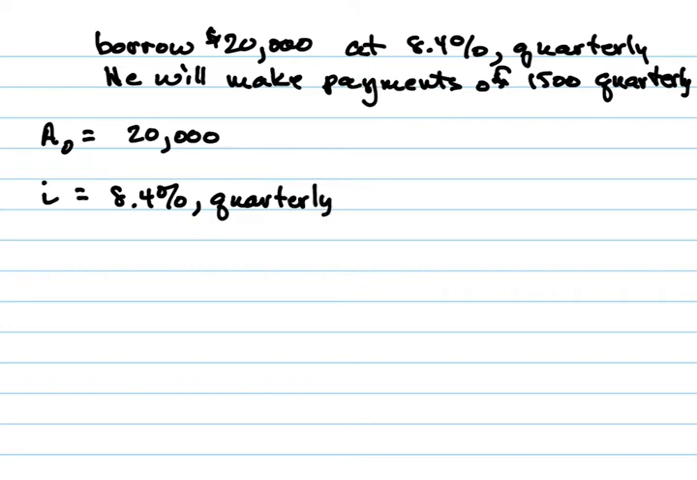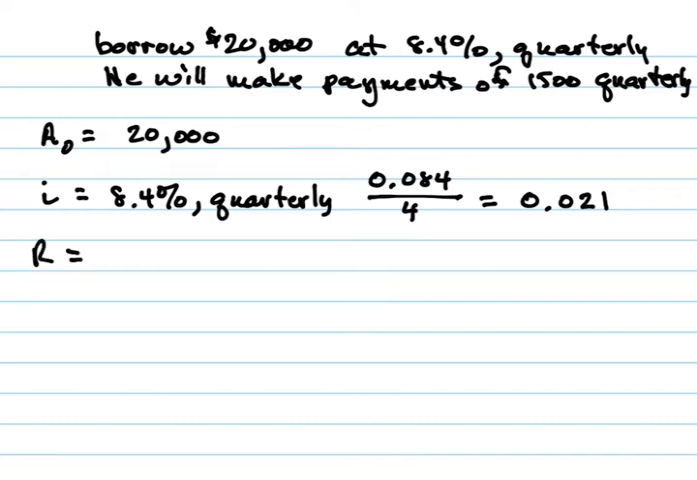So we need to change 8.4 to a decimal, so 0.084, if we move the decimal over two places. But since it's being compounded quarterly, we will also have to divide it by 4 to find the interest rate per compounding period, right? We've done that tons of times. And when you do that division, you get 0.021. So that's our i, the interest rate we're going to be using as a decimal.